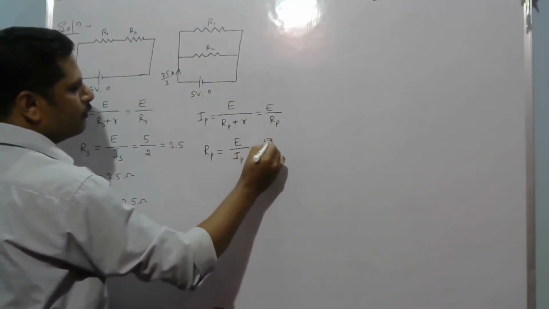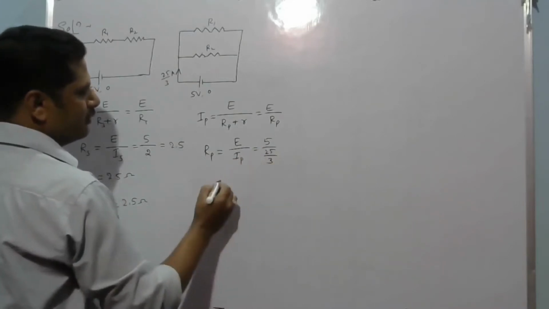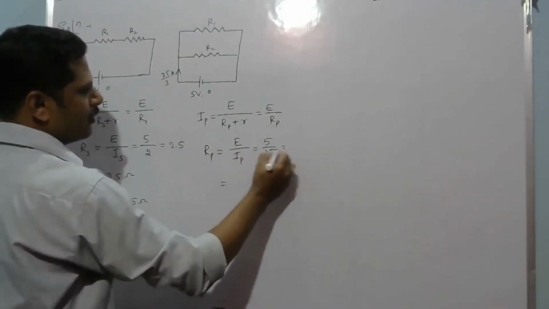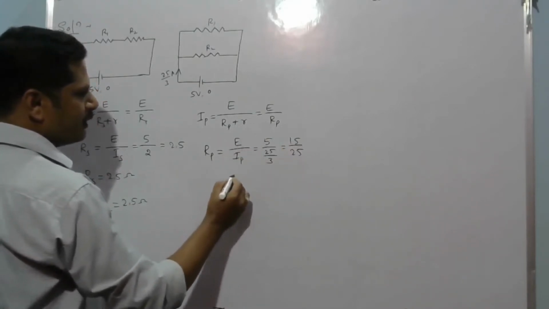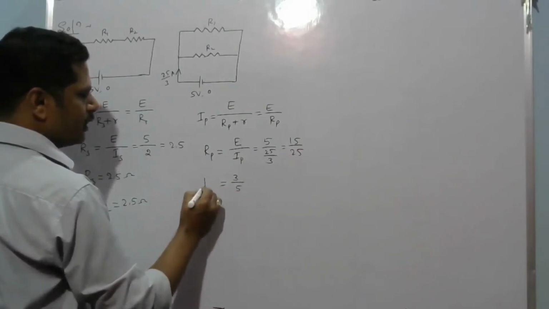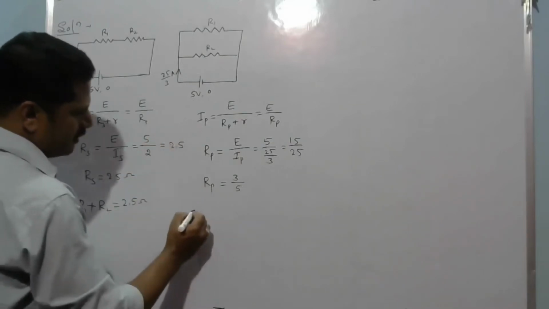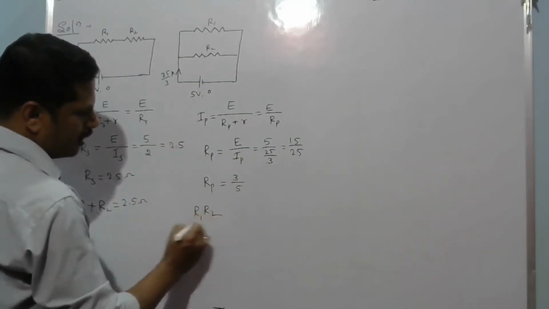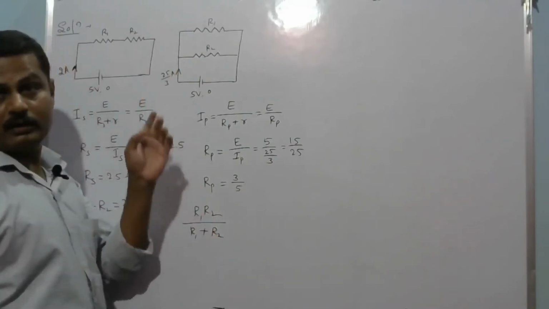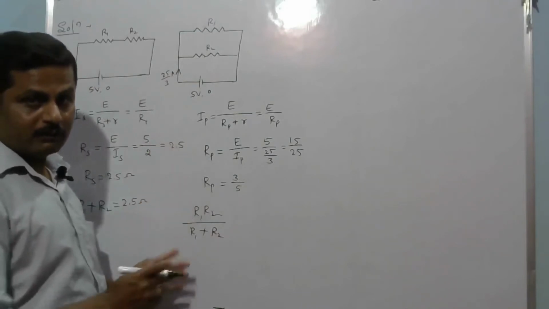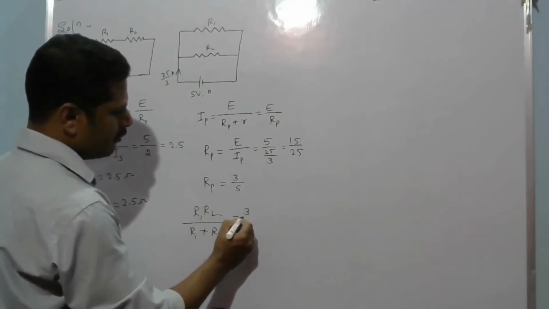Here we know that E equals 5 and IP equals 25 by 3. So this is equal to 15 divided by 25. The 15 divided by 25 can be written as 3 by 5. This is RP. We know that RP can be written as R1 R2 divided by R1 plus R2. Whenever two resistors are connected in parallel, the effective resistance is equal to R1 R2 divided by R1 plus R2. This is equal to 3 by 5.